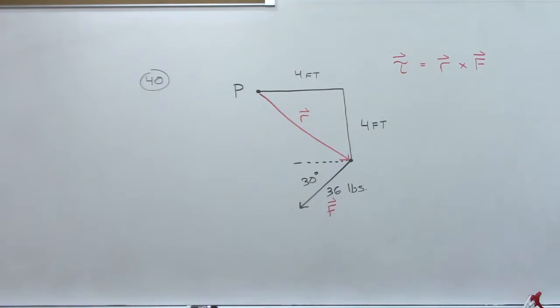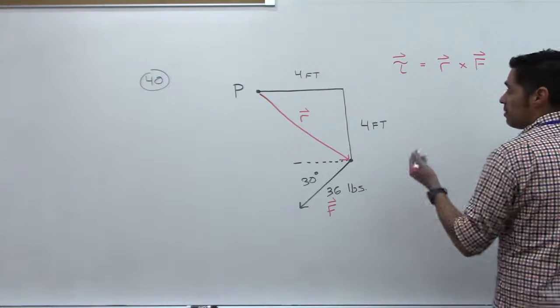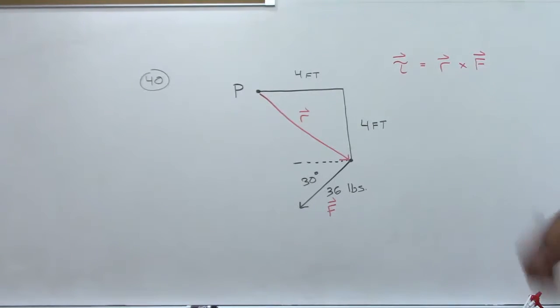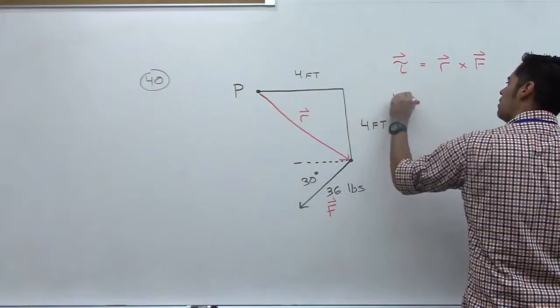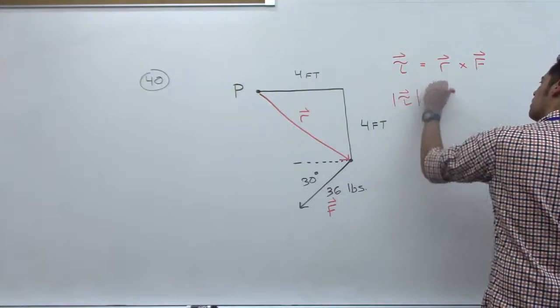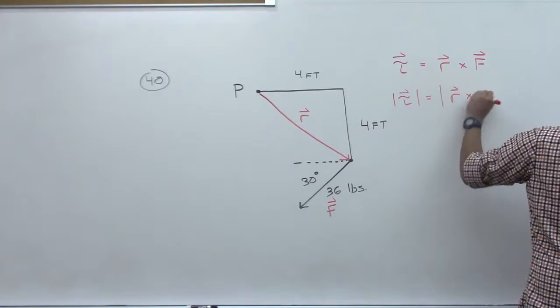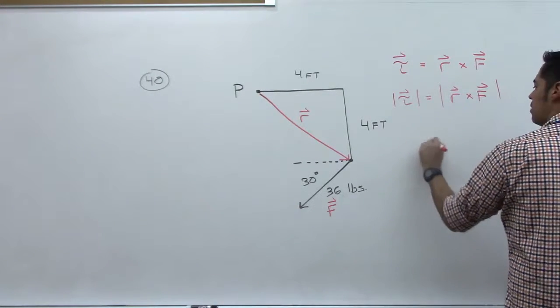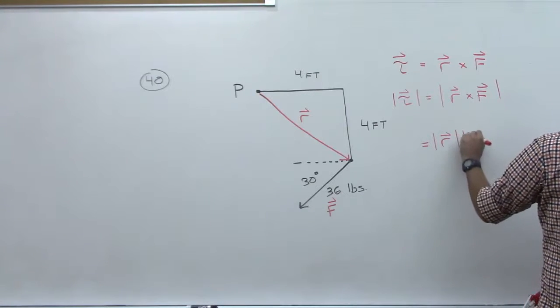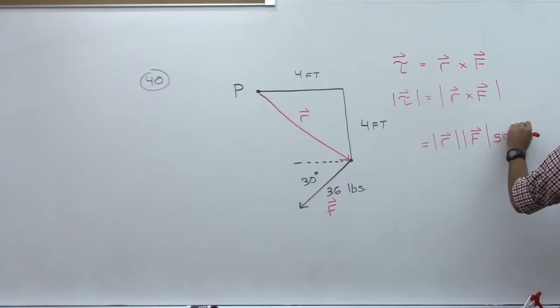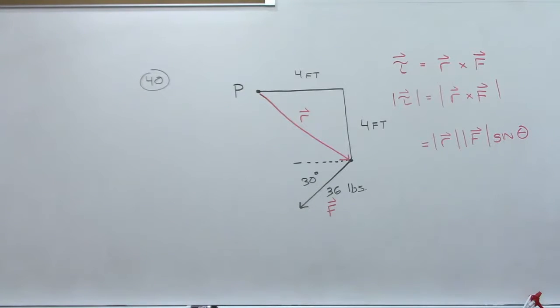All right, so what do they want? They want the magnitude, right? Because they're not wanting the torque vector. Let me just find the magnitude of the torque, yes. So they want the magnitude of the torque, which is the magnitude of the cross product, which is much easier to calculate because this is just the magnitude of R times the magnitude of F times sine of the angle between the vectors. Okay, so we got some work to do here.